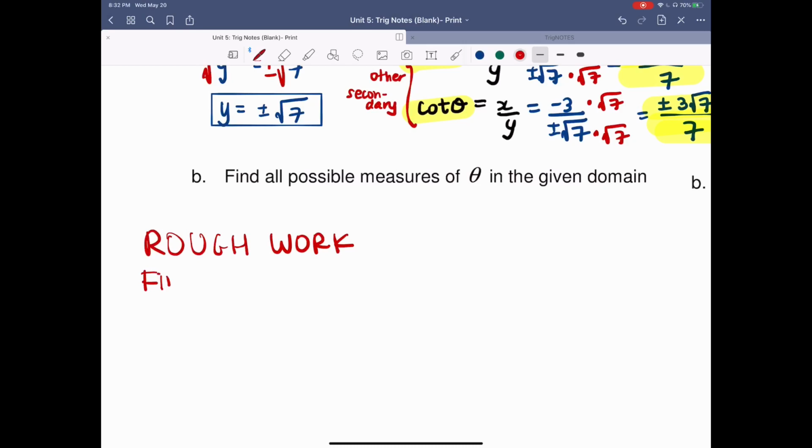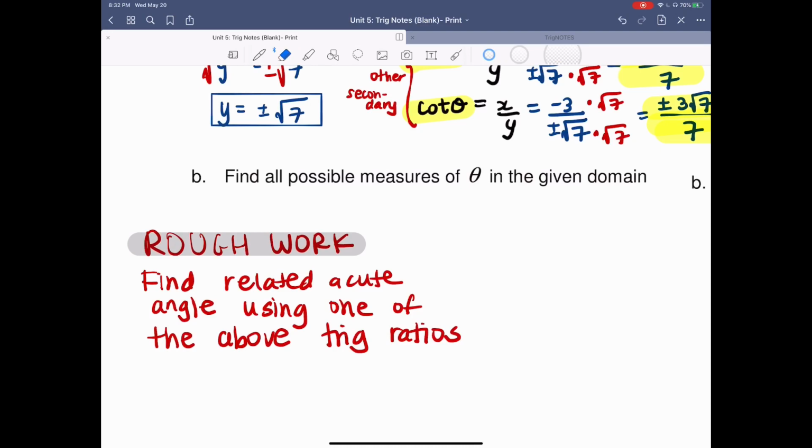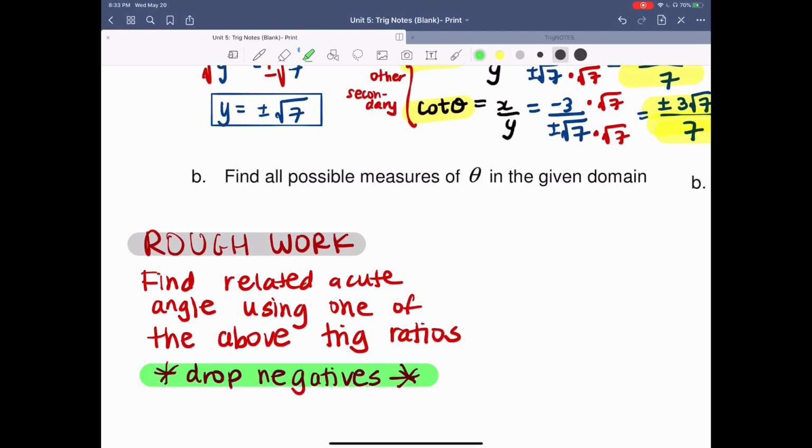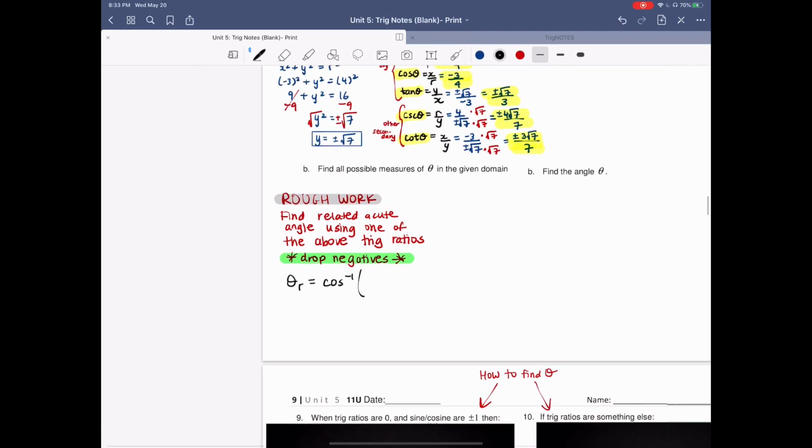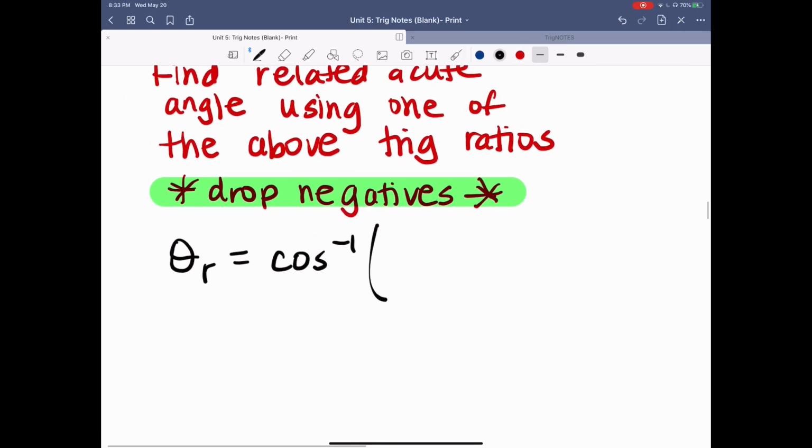So what I'm doing is I need to find the related acute angle using one of the above trig ratios, and I have to keep in mind to drop any negatives within my calculation initially so that I refrain from getting any obtuse angles. So this is just one way that we can do this. And so by doing that, I am getting my related acute angle. Remember, this R stands for related acute angle. So I'm going to do cos inverse of -3/4, but instead of -3/4, I'm going to drop that negative and just write 3/4.